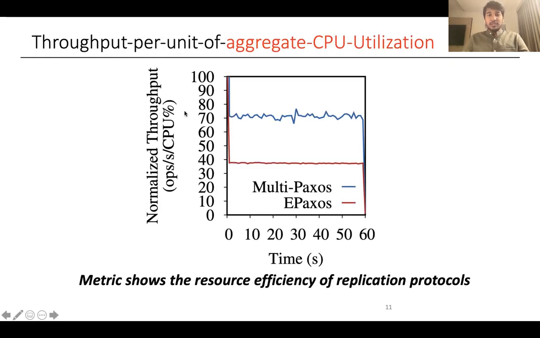So in this graph, we show the normalized throughput, which is throughput per unit of aggregate CPU utilization, which is our constraining resource in this case. And we see that multi-Paxos has better normalized throughput when we compare it to ePaxos, which is great. Okay, multi-Paxos has better resource efficiency. But why do we even care about resource efficiency? Why does it actually matter?